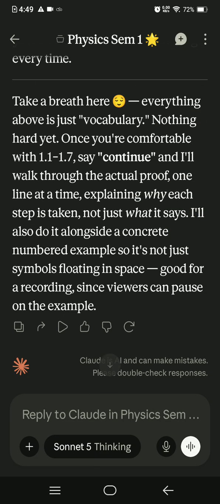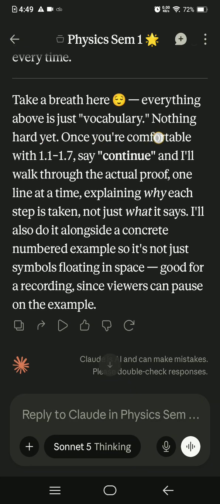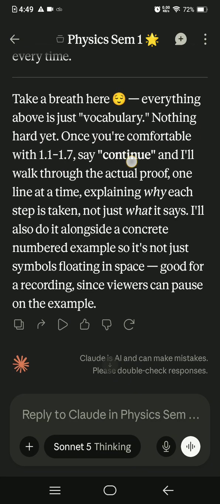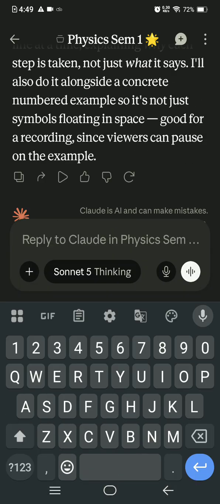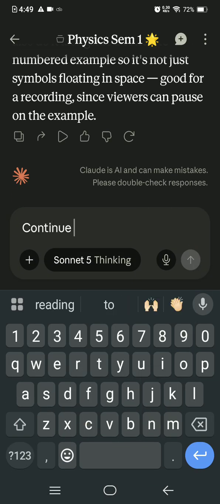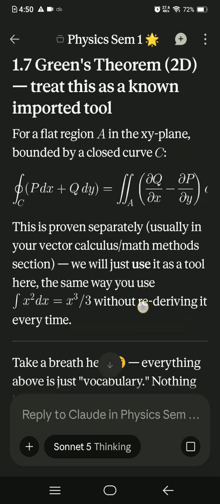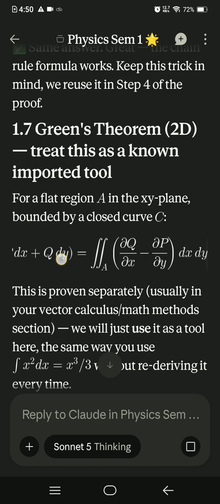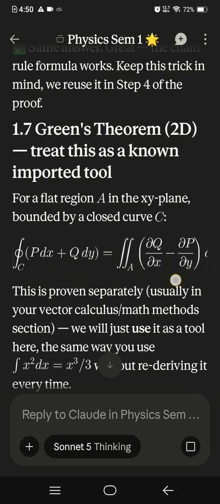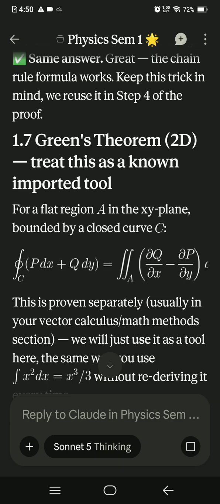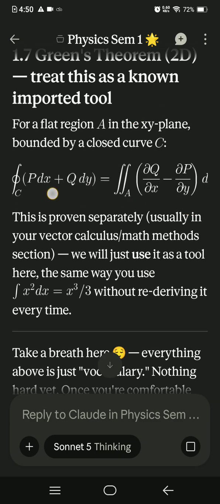Take a breath. Everything above is just vocabulary, nothing hard yet. Once you are comfortable with this, say continue. Okay, let's just continue. The last bit was the most difficult. I don't know how I would remember this thing. Maybe I'd have to make flashcards. I don't know.